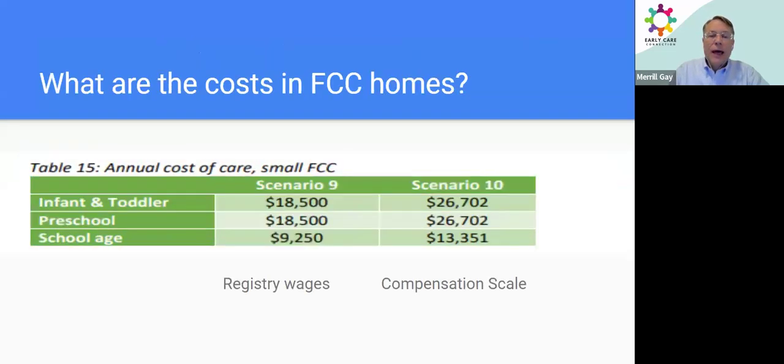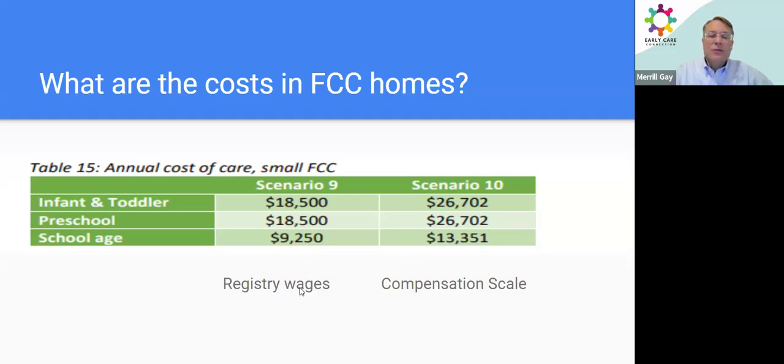So let's look at family child care home costs. This is what the cost model says is the true cost for family child care in scenario 9, that middle column. That's using the registry wages. Those registry wages are listed in the narrow cost analysis document that there should be a link to.